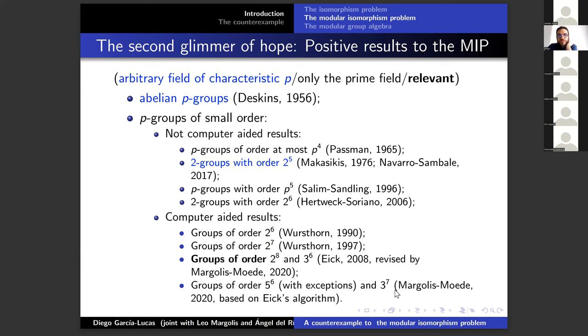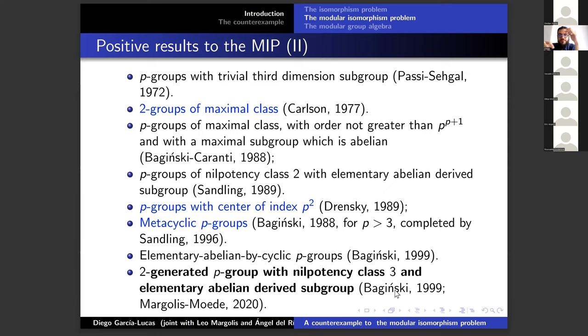Another result is, well, the list is very long, but the main idea I want you to get is that most of them are about classes of groups of very restricted structure. For example, these are P groups with third dimension subgroup, which, for P odd, are just groups with exponent P and nilpotency class 2. So it is not a very complicated class. And still, one can show that this holds for every possible field, but since the proof is strongly dependent on the primality of the field.